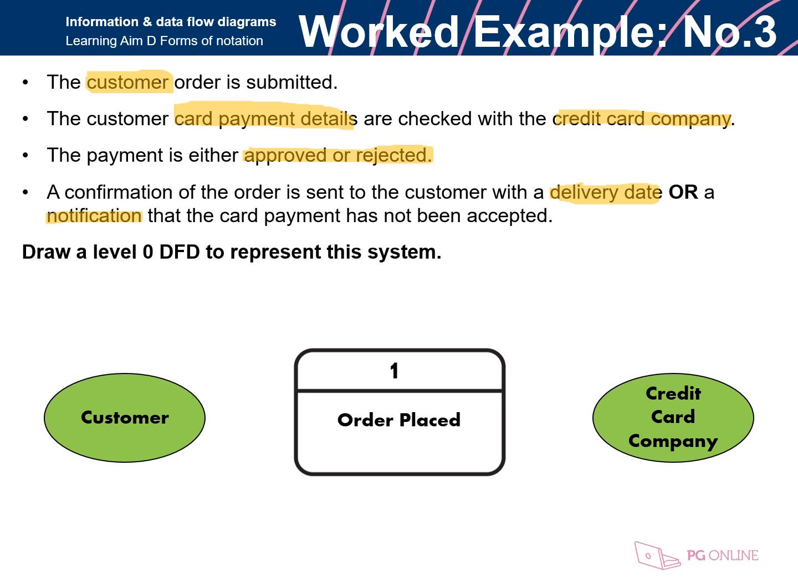So we know that we have a customer entity and the credit card company entity. We know our process is the order being placed. See if you can pause the video and work out the data that would flow amongst this diagram.